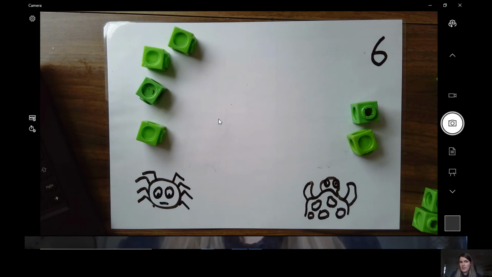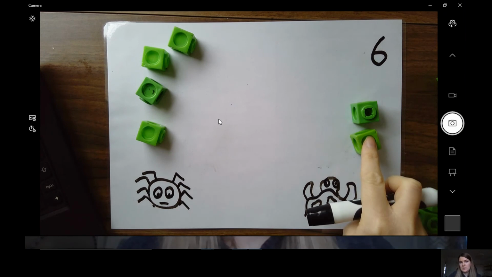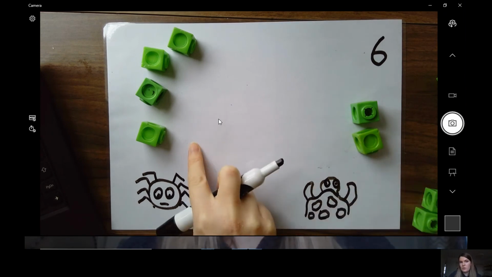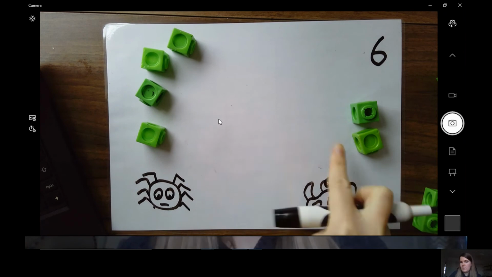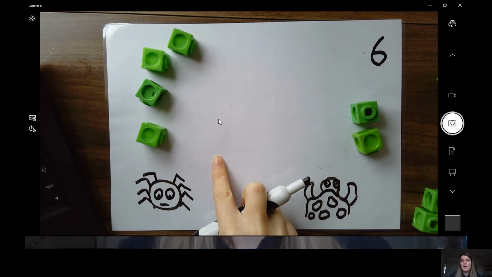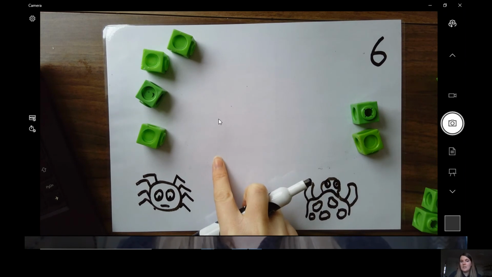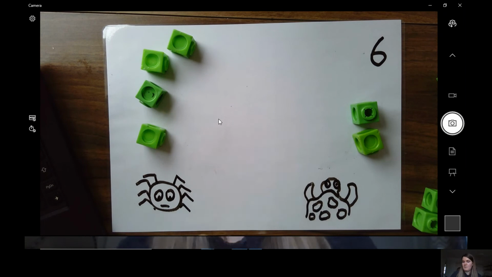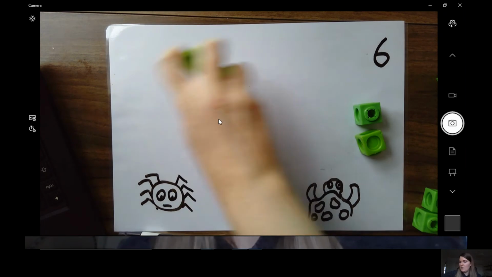I didn't halve equally. How do you know I didn't halve equally? Because the turtle's only got 2. How many's the spider got? 4. But I said 1 for me, 1 for you. Ah, I didn't actually do it. I kept giving it to the spider. Oh dear. Better do that one again.